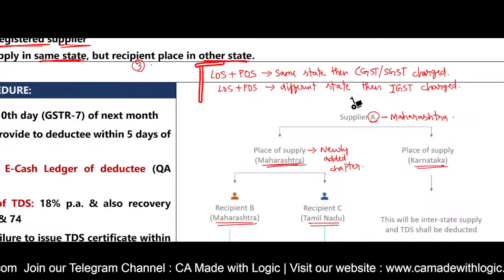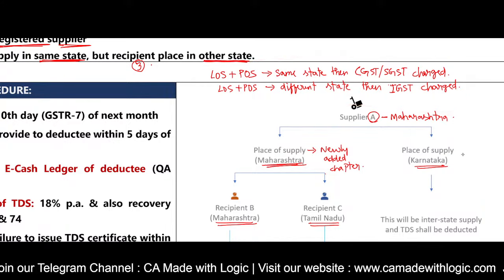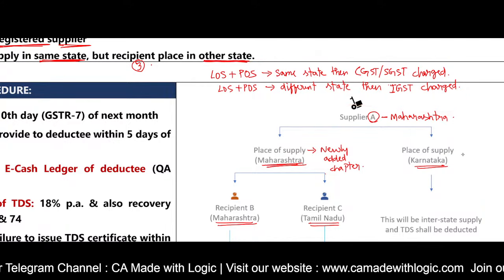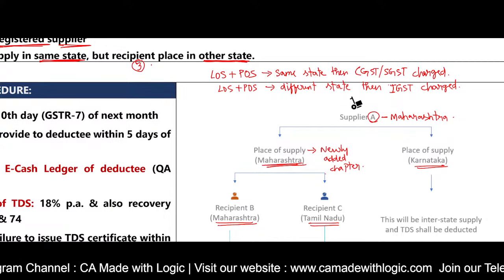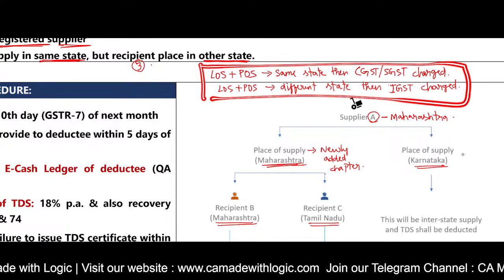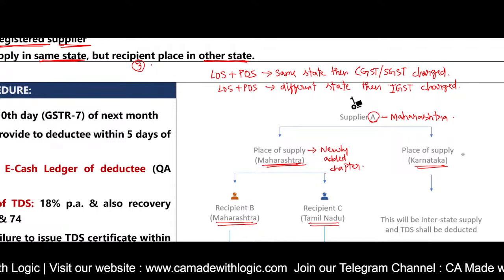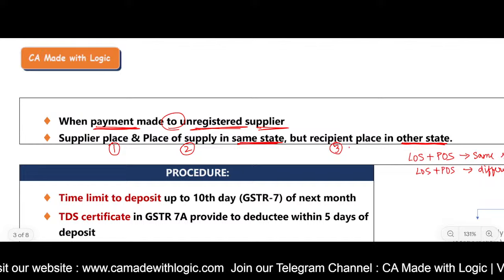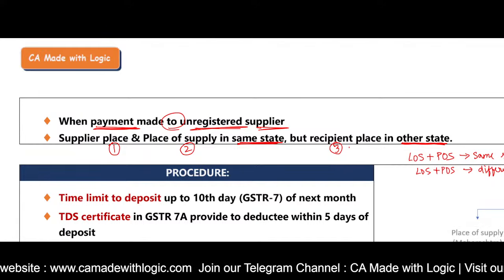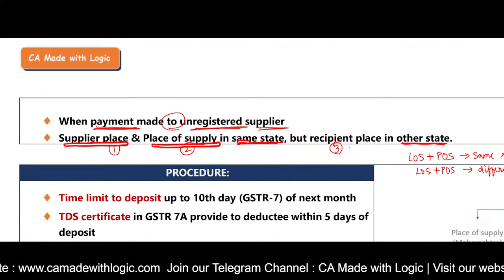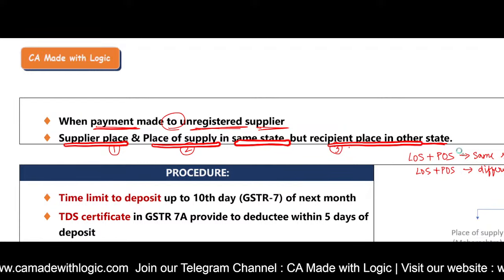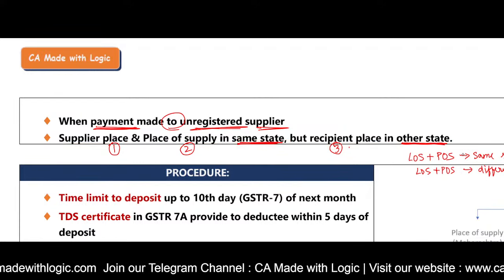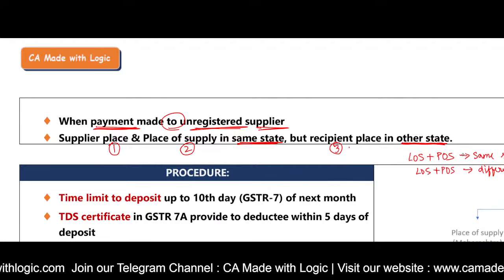So this is the crux of the place of supply chapter, I would say. If you understand these two points, then this point is nothing. When we don't need to deduct TDS, read the line carefully: the supplier and place of supply are in the same state, but the recipient is in another state. Then at that point of time you don't need to deduct TDS.